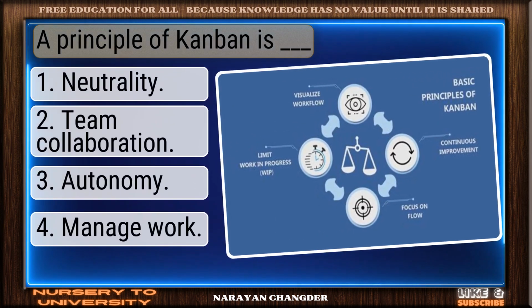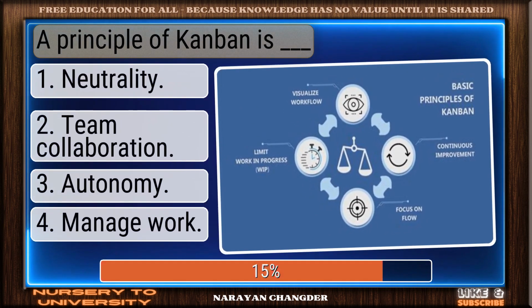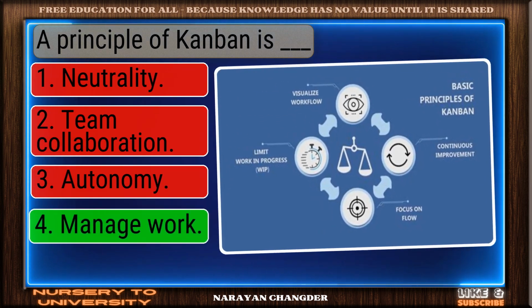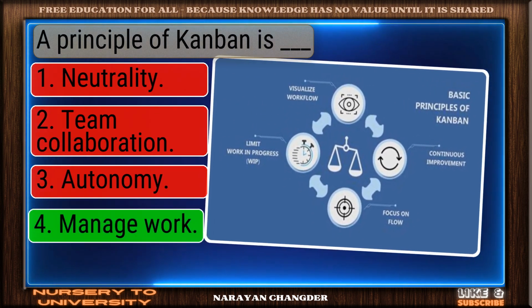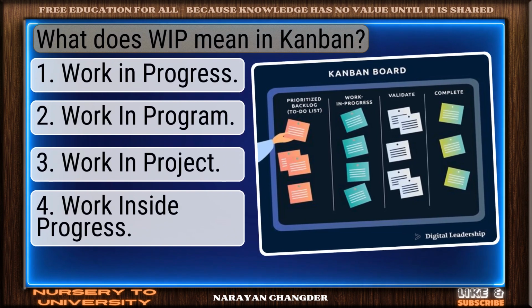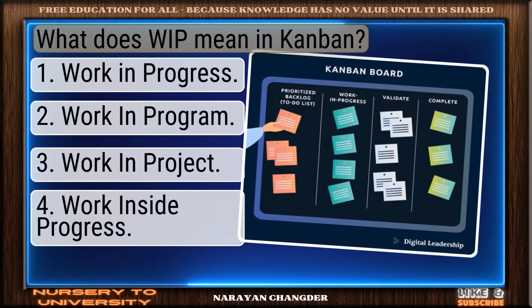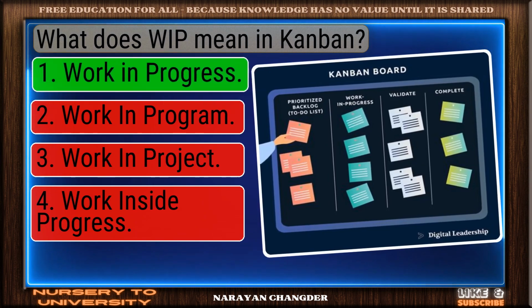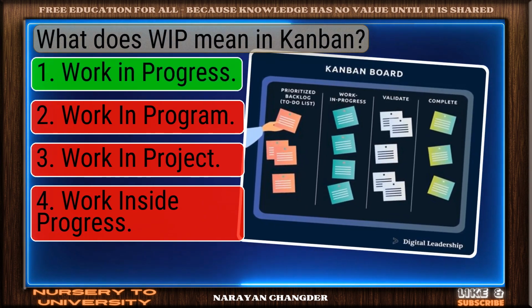Question number 44. A principle of Kanban is dash. Solid response. Manage work is a valid choice. Question number 45. What does WIP mean in Kanban? Well done. Work in progress is the right choice.